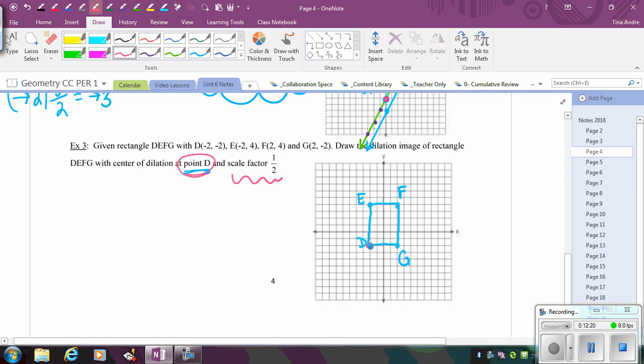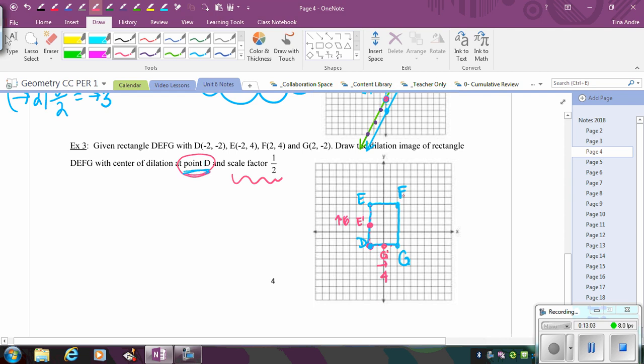So if we start at point D, since it is the center of dilation, it's just going to stay in place. There's nowhere for it to go. If we go to E, we had to go up 1, 2, 3, 4, 5, 6. So instead of going up 6, we're going to go half of that. So go up 3. So go back to the center, and we're staying on that same line. So we're going to go up 1, 2, 3. There's E prime. To get to G was over 1, 2, 3, 4. So cut that in half. So instead of 4, you're going to go over 2 on that same line. So over 2.